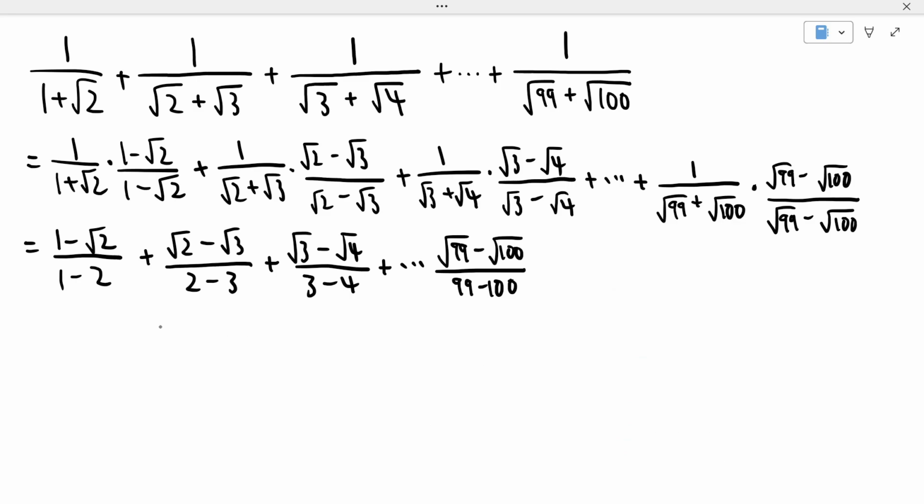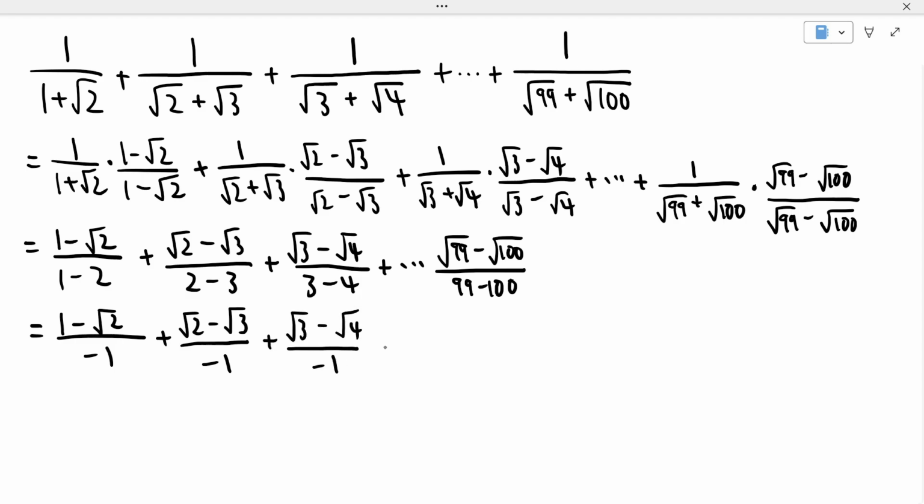So we can simplify this further and rewrite this as 1 minus the square root of 2 over negative 1, plus the square root of 2 minus the square root of 3 over negative 1, plus the square root of 3 minus the square root of 4 over negative 1, and so on until the last term is the square root of 99 minus the square root of 100 over negative 1. We can see that in each term, the denominator is always negative 1, so we can actually combine these terms into a single fraction.